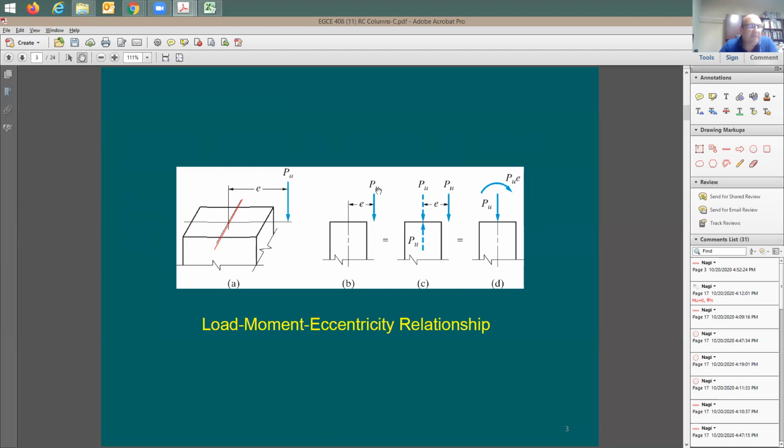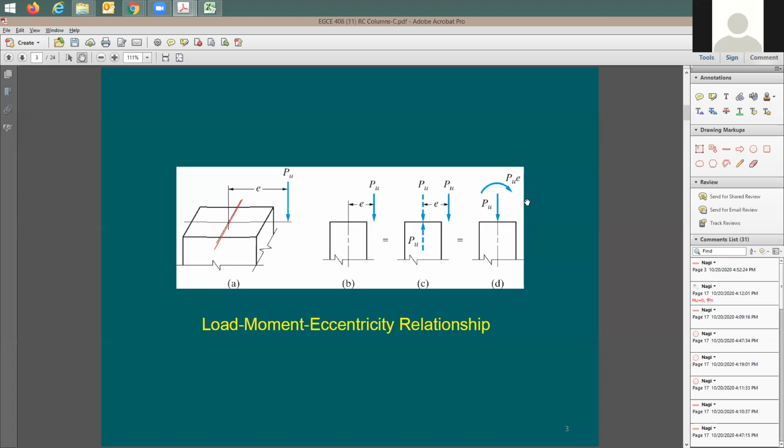This P sub u means the demand, and this E means that you're going to have a P sub u axial load right in the middle of the column. We're going to call this concentric force. Concentric means right in the middle of the column, no eccentricity. And we're going to have a moment, and this moment equals P sub u times E. This is going to be the moment applied on the column.